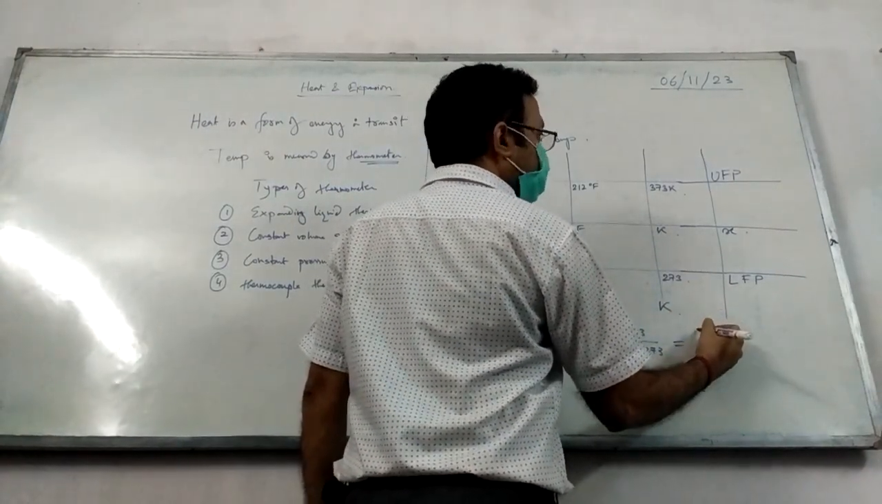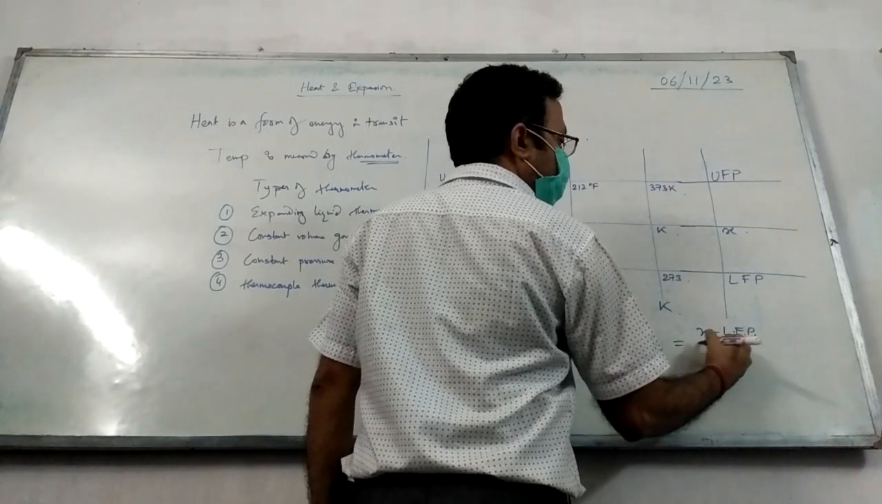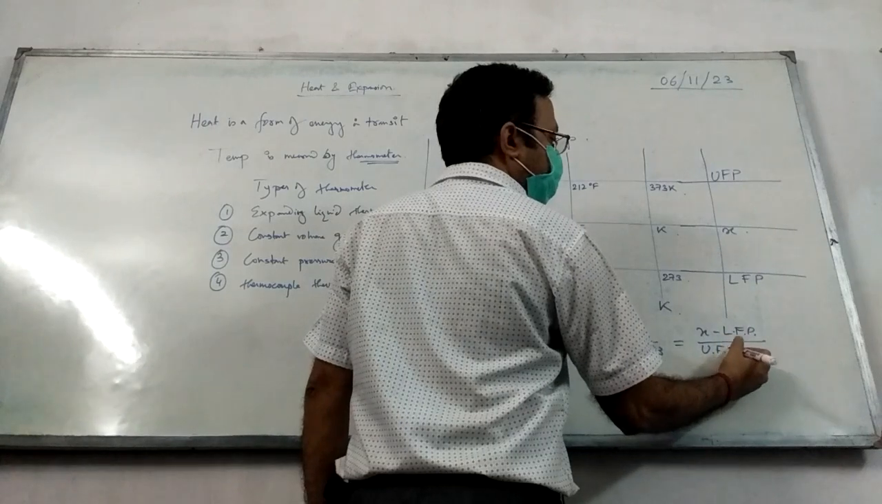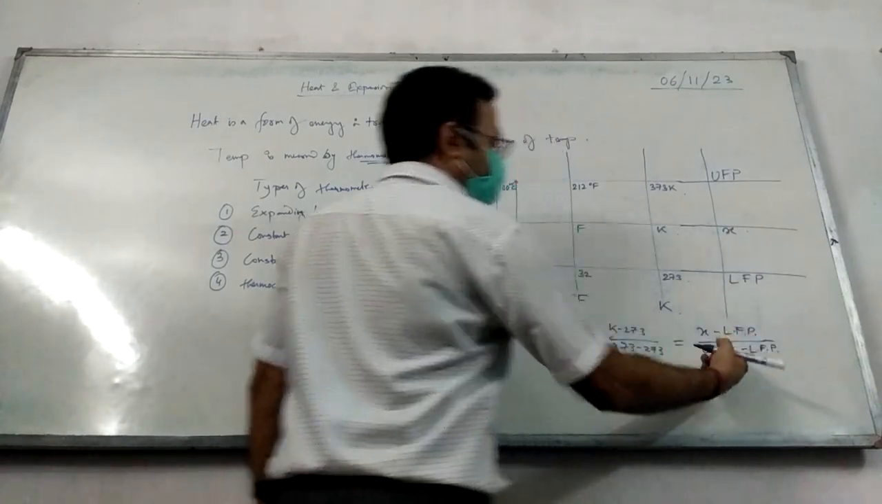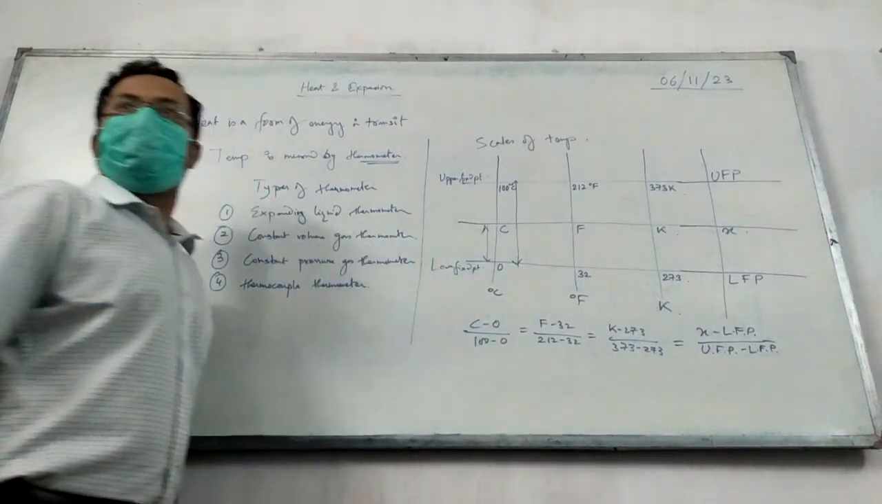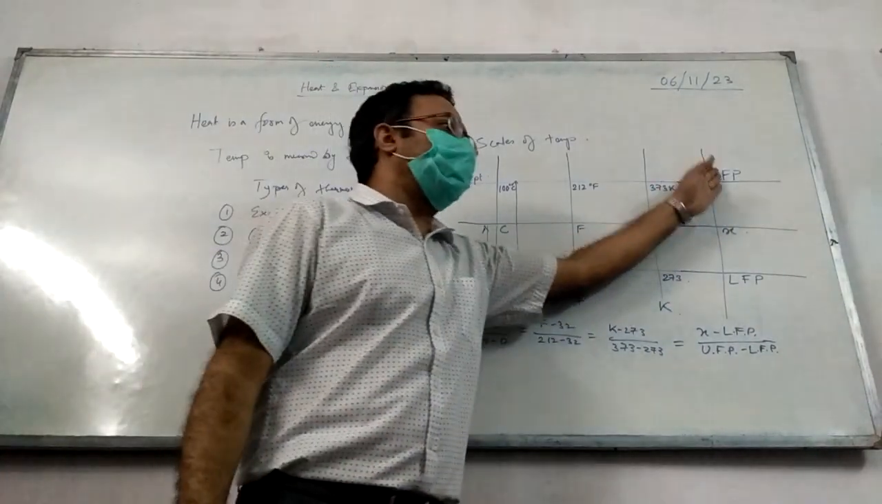So if you want to correlate them with this, it is very simple. It is X minus LFP by UFP minus LFP equal to any one of them. And in that way you can calibrate any thermometer.